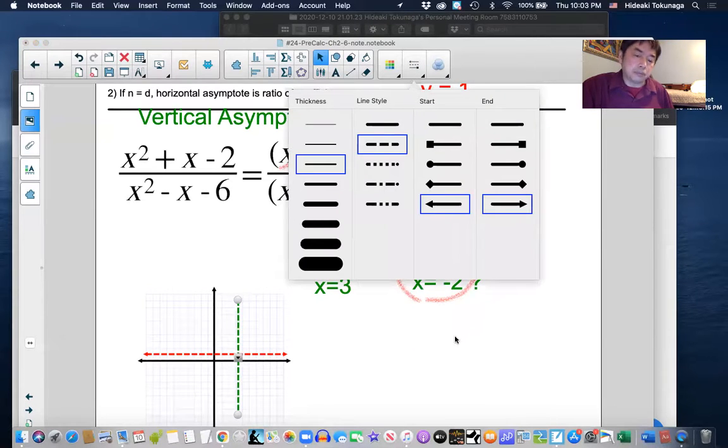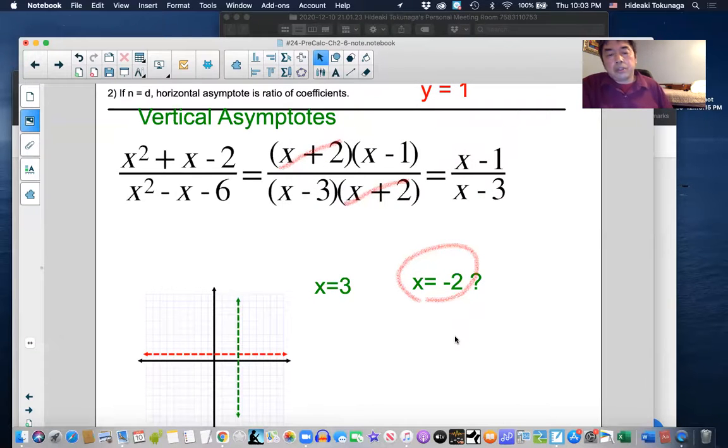Let's assume what the y-intercept is. Y-intercept is when x equals 0. So if you plug in 0, it's going to be negative 1 over negative 3, which is 1 over 3. So it's going to be a little bit above 0, since this is y equal 1.